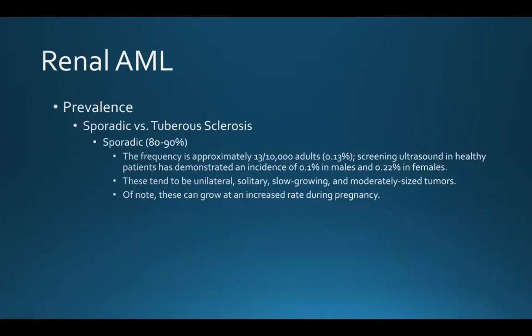AMLs occur either sporadically or in association with tuberous sclerosis. The sporadic AMLs are much more common, making up 80 to 90% of all AMLs. These tend to be unilateral, solitary, slow-growing, and moderate in size.